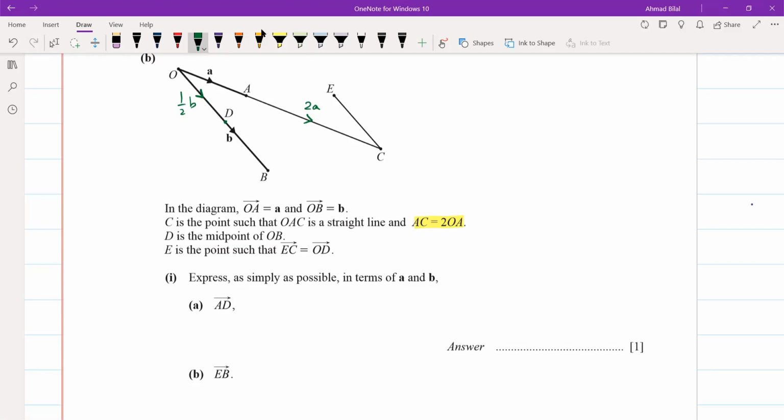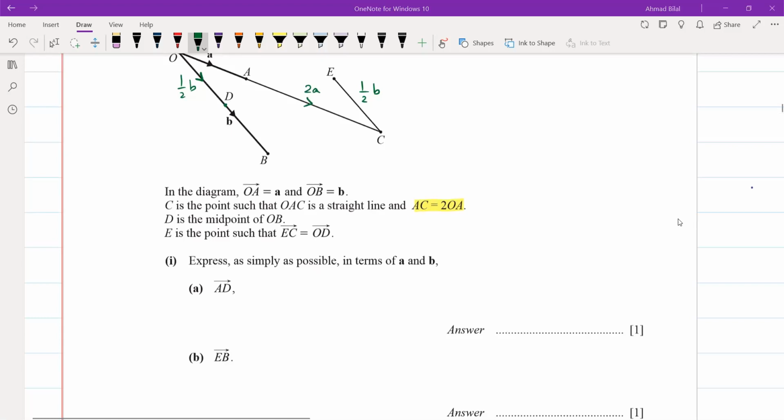उसके बाद एक और चीज आपको बताते हैं, E is a point such that EC vector is equal to the vector OD. Okay, so EC और OD equal है, तो अगर OD half B है, तो EC भी कितना आएगा? That will also be half B, right? So this is all the information that we have. Now let's look at the first part after that.